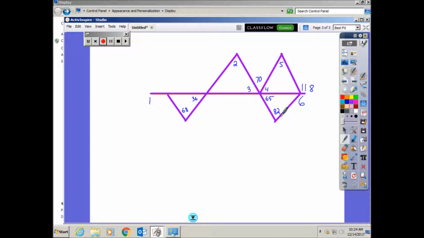So, how would I find the measure of angle 1? It's exterior, right? So I could just add these up. Or I could do 180, subtract these to get this angle here, correct? And then 180 minus this. But if this is an exterior angle, so what's 68 plus 36?